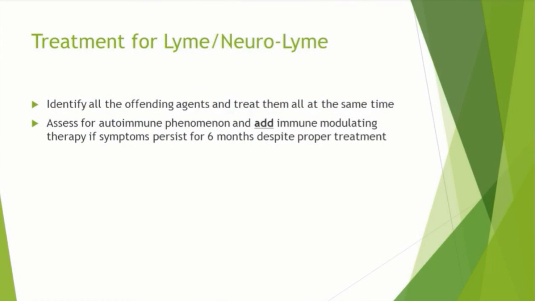Treatment for Lyme and Neuro Lyme. So identifying, you're going to hear this probably 3 or 4 more times, because it's important. You're identifying all the offending agents and treating them all at the same time. And then once that happens, you assess for autoimmune phenomenon and add, you don't replace, you continue to treat their infections, and then you add an immune modulating therapy if symptoms persist for more than 6 months despite proper treatment.